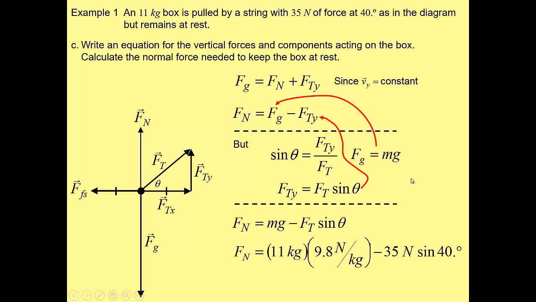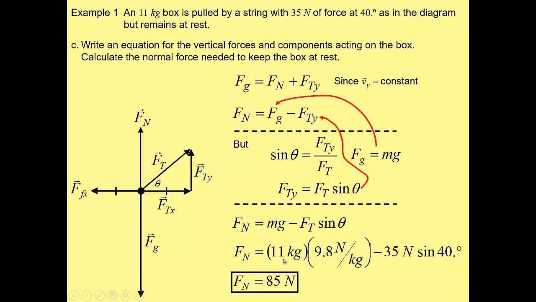So we plug all of the numbers in. Note the units have to work out. The kilogram here cancels with the kilogram there, so we're left with newtons. This is already in newtons since the sine doesn't have any units to it. Be careful that you're in degrees. Note that everything has 2 sig figs, and so our answer will have 2 sig figs, and we get 85 newtons.